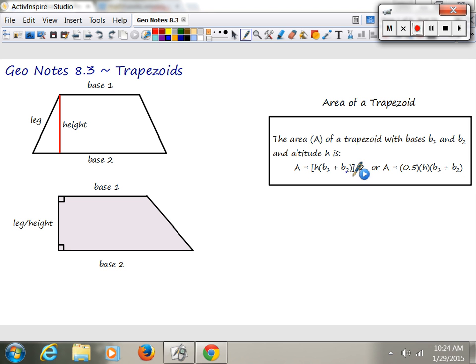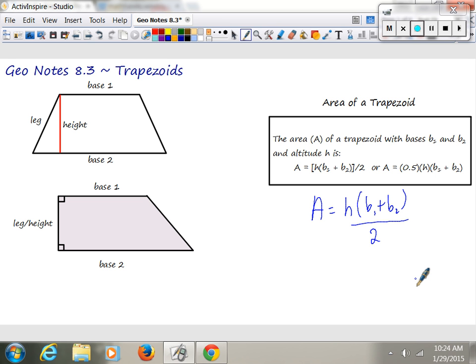On like a computer, you write it out like this. If you want to see it this way, it might make a little more sense. You have your height times your base 1 plus your base 2, and then divide it by 2. That's what these brackets mean right here. These brackets mean that it would be on top of the fraction. This slash is a division, which is this line right here, and this 2 is the bottom of our fraction. So that would be the formula.